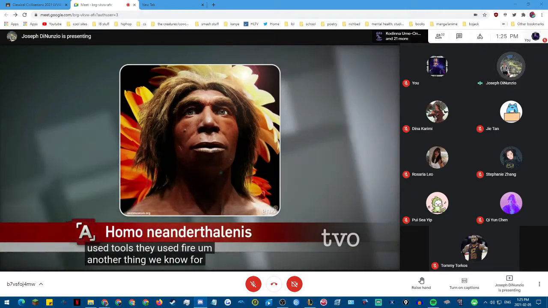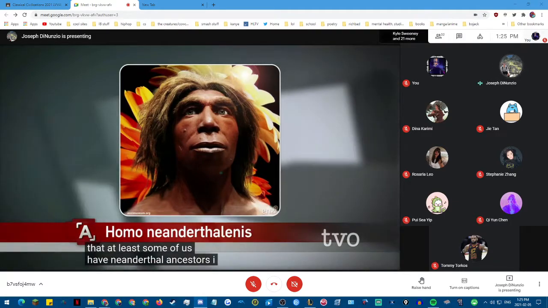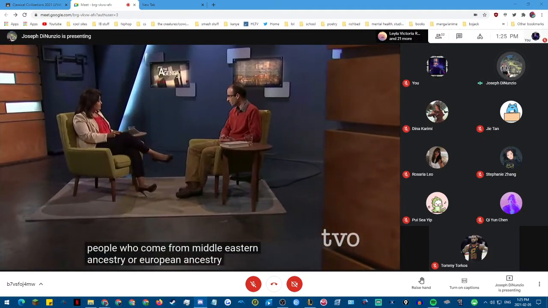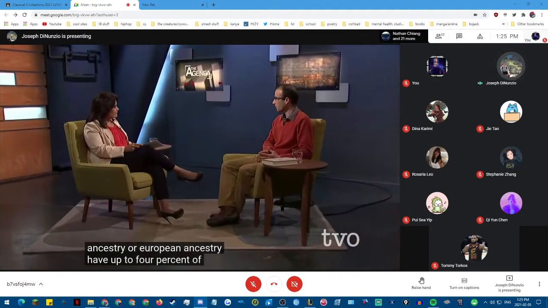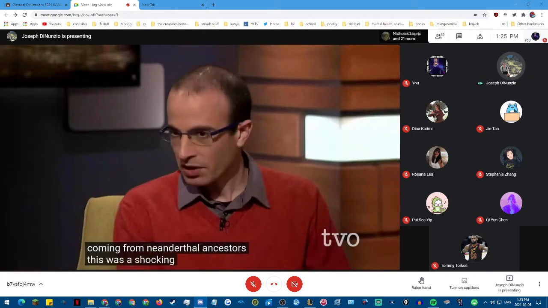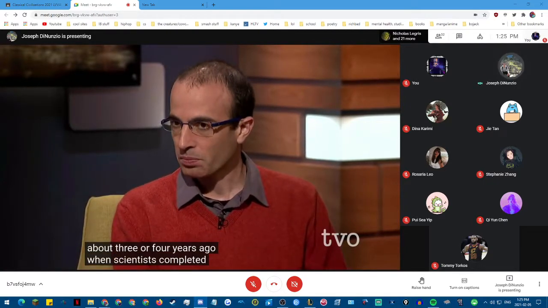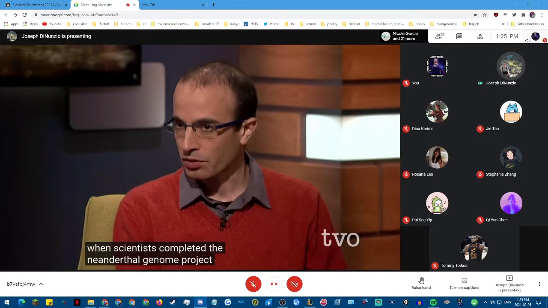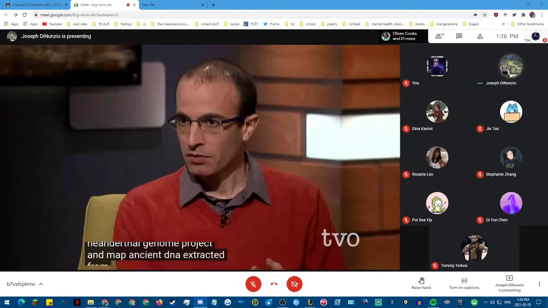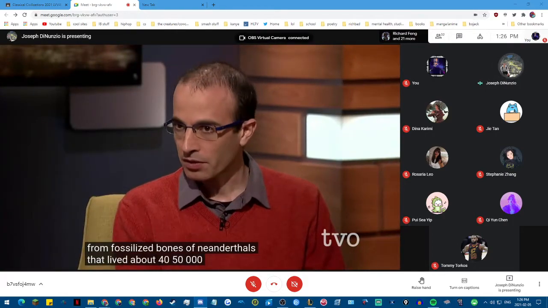Another thing we know for certain is that at least some of us have Neanderthal ancestors. People who come from Middle Eastern or European ancestry have up to 4% of their genes coming from Neanderthal ancestors. This was a shocking discovery made only about 3 or 4 years ago, when scientists completed the Neanderthal Genome Project and mapped ancient DNA extracted from fossilized bones of Neanderthals that lived about 40, 50,000 years ago.